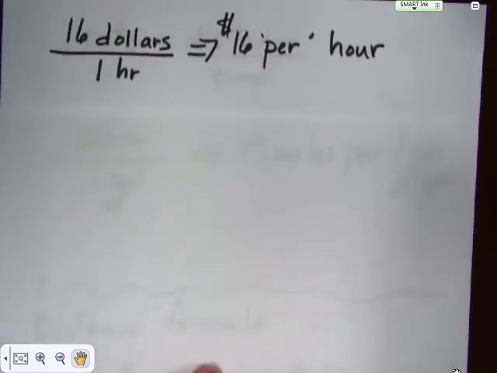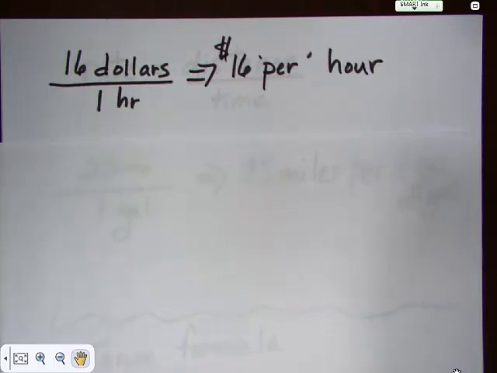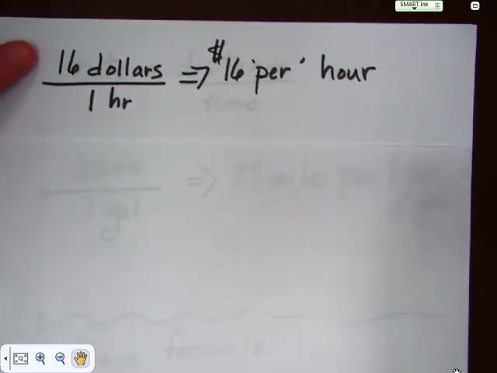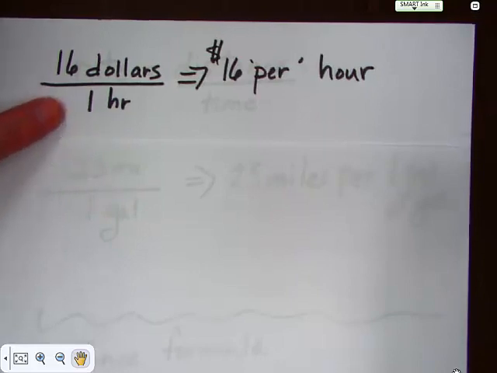Another area that we might see rates used is in charging. Perhaps your mechanic will charge you $15 an hour just to look at your car, maybe not work on it, but to give you an estimate. $15 per 1 hour.